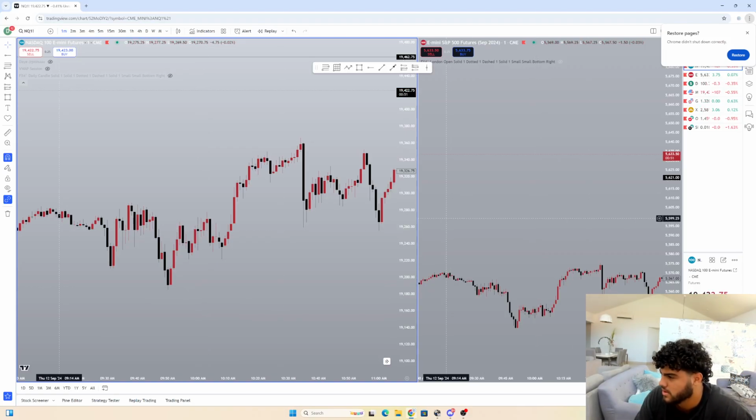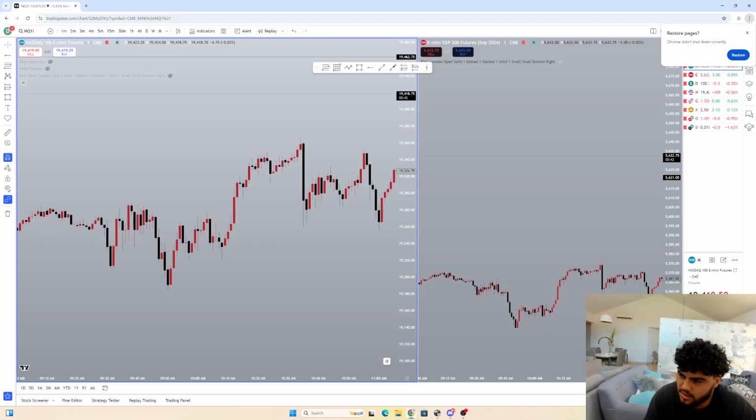Alright. Do I use mitigation blocks? No. The first price leg up for bullish breakers, it's the last price leg up.